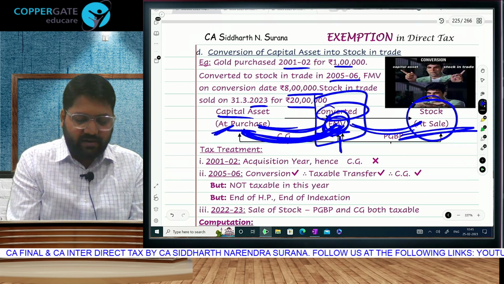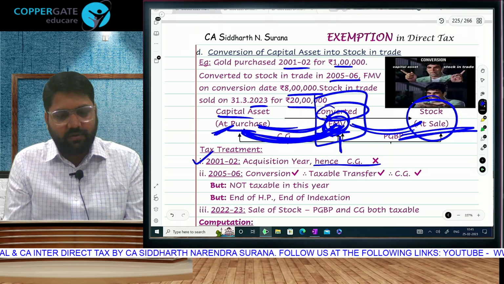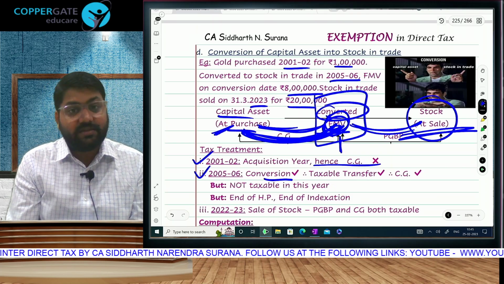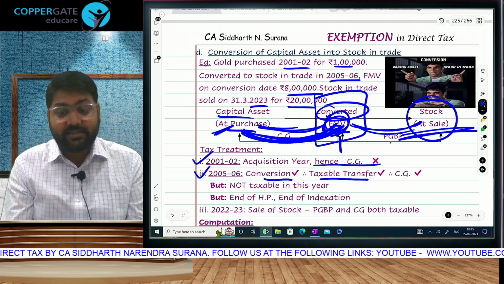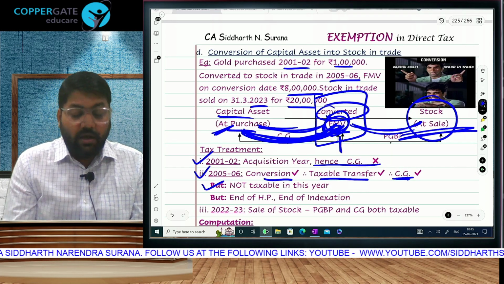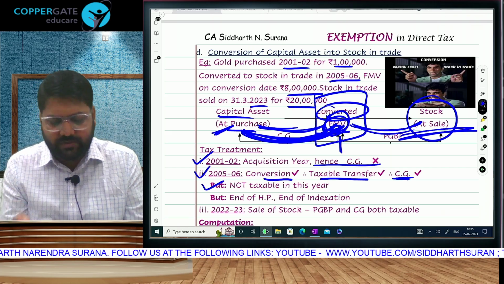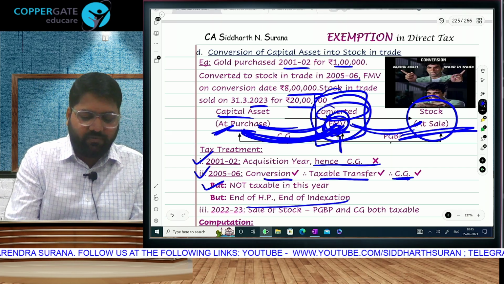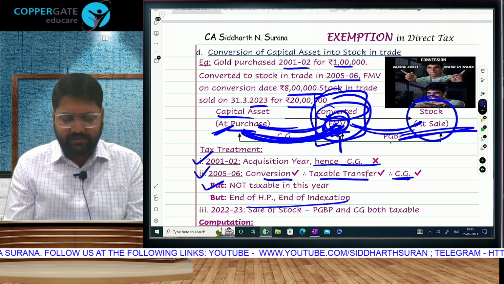year. 2001-2 is the acquisition year, so obviously no capital gain. 2005-6 conversion has taken place, therefore it is a taxable transfer. Capital gain has arisen, but it will not be taxable. Capital gain will be taxable in the year of sale of stock, but this year will be treated as the end of holding period and indexation.